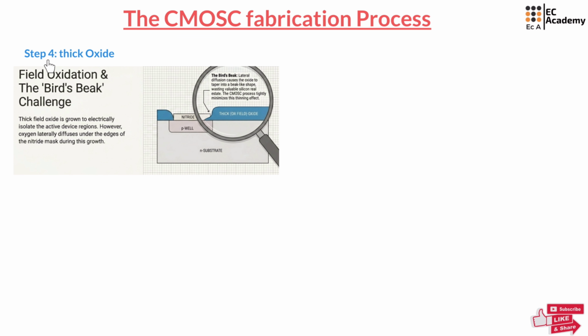The next step is growing thick oxide. After formation of P well and its body, we grow a thick oxide which is also known as field oxide. This is used to separate the different parts of the chip safely.